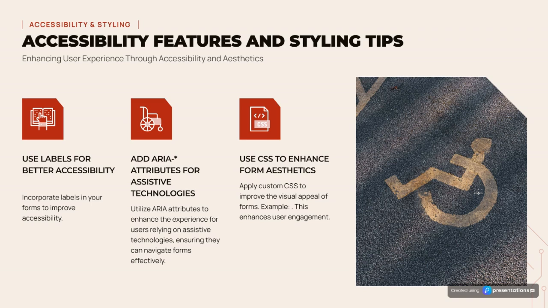Now, moving on to the accessibility features and styling tips. We use labels for better accessibility and add ARIA attributes for assistive technologies. We can also use CSS, like inline, external and internal CSS, to make a form look prettier.